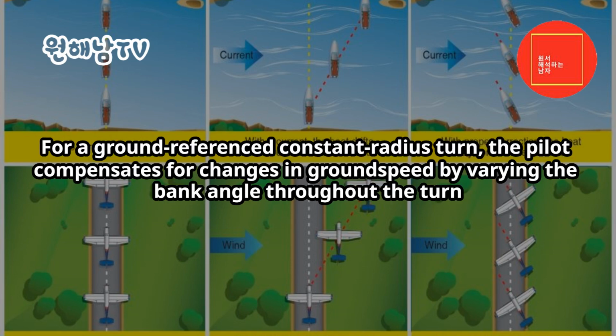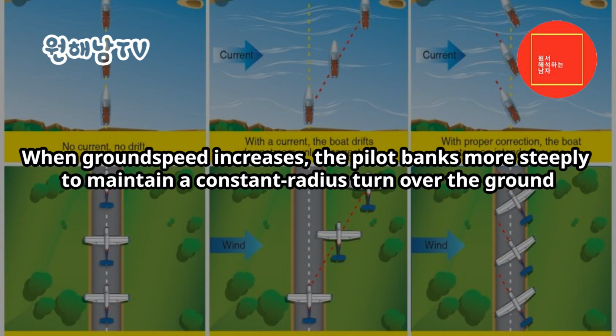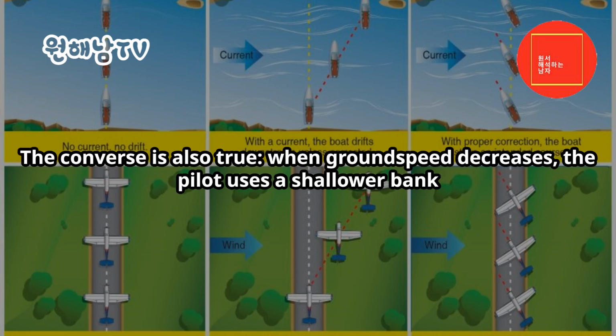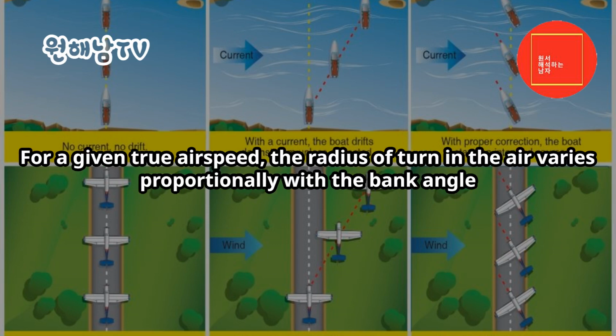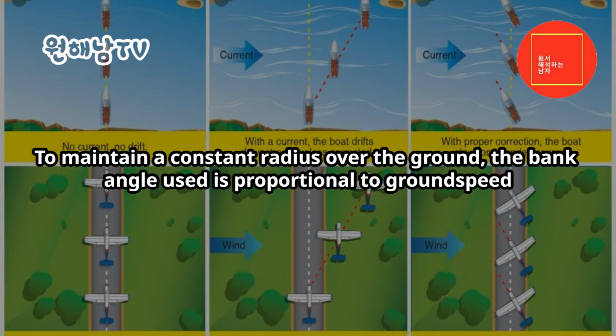For a ground-referenced constant radius turn, the pilot compensates for changes in ground speed by varying the bank angle throughout the turn. When ground speed increases, the pilot banks more steeply to maintain a constant radius turn over the ground. The converse is also true: when ground speed decreases, the pilot uses a shallower bank. For a given true airspeed, the radius of turn in the air varies proportionally with the bank angle. To maintain a constant radius over the ground, the bank angle used is proportional to ground speed.